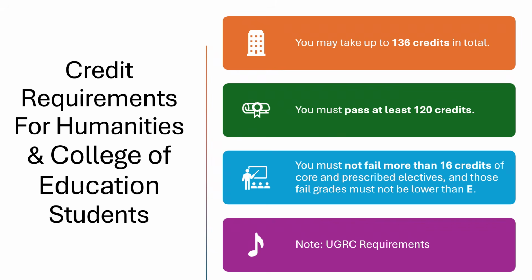So if you want to be eligible for graduation, you should check: have I passed 120 credits? That will give you eligibility for graduation. But listen very well. You must not fail more than 16 credits. It's very important. You must not fail more than 16 credits. And your core and prescribed electives, and also your field courses, must not be lower than an E. So what I'm trying to say is that you must not fail more than 16 credits.